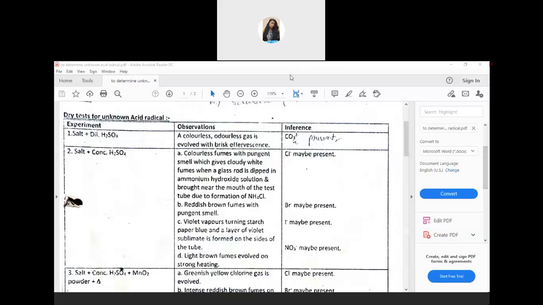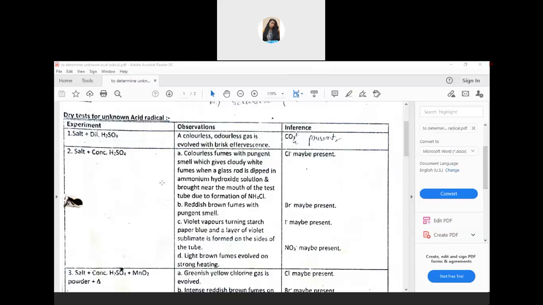When the practical starts, I am not going to teach this again in the practical lab. I will directly go through. I will give you the salt, and you have to do it by yourself only. So if you don't observe the colorless, odorless gas coming out from the test tube, that means this one is absent.